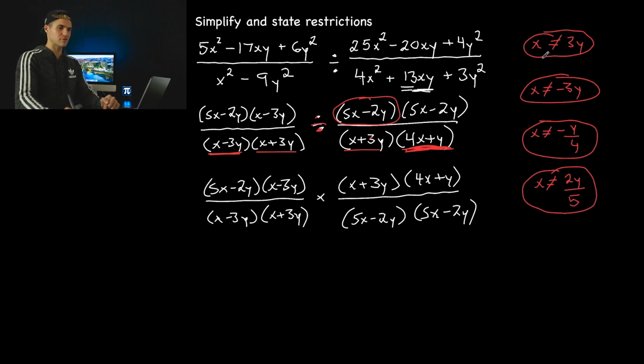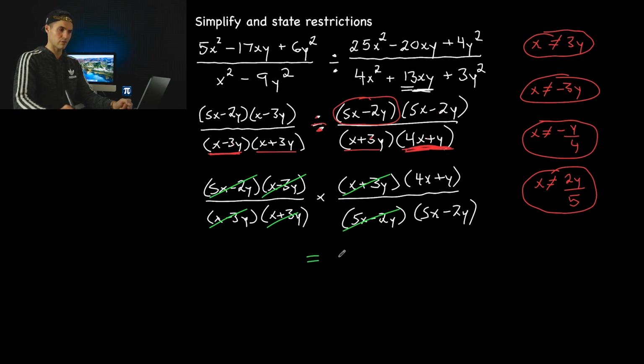And so from here, after we get our restrictions, we're going to simplify. So the next step is basically we take the rational expression that we're dividing by. I just flipped it and then turned the sign into multiplication. And then once it's multiplying, you could see what crosses out from the numerator and denominator. So notice that this x plus 3y, that's common. 5x minus 2y, that's common there. X minus 3y, those cancel out. And then I don't think anything else cancels out, right?